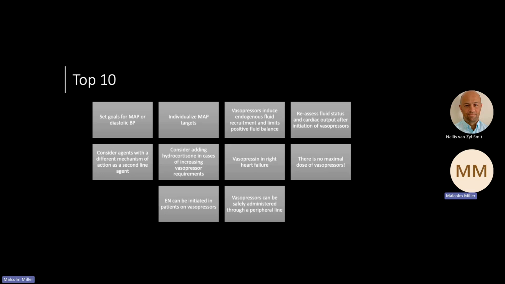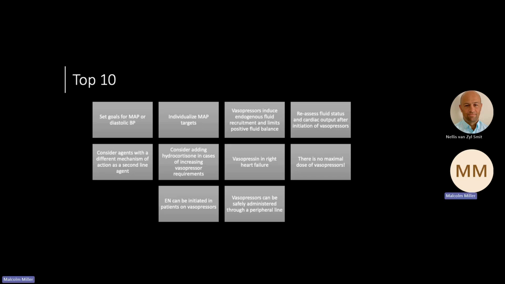Remember that these vasopressors induce some form of fluid recruitment, and it certainly limits the need for aggressive fluid resuscitation, particularly in septic shock, and restores the blood pressure a lot quicker and a lot more effectively. We don't want you to forget about assessing the fluid status of the patients, and this might need to be reevaluated over time, particularly within the first 24 hours of resuscitating septic shock.